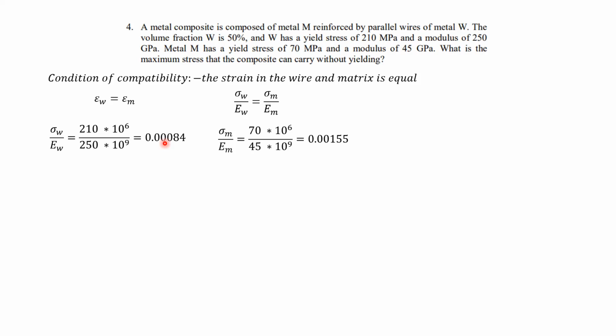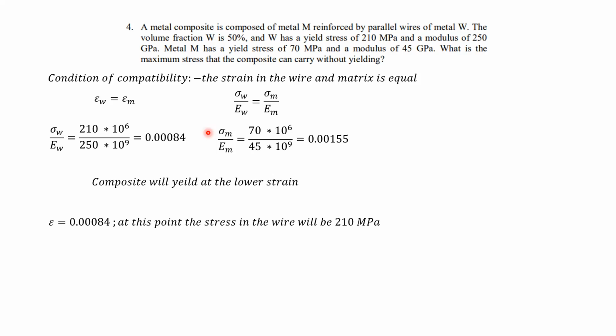The reason that we say it's the smaller one is because if we were to try and stretch this element by this amount, it would fail, basically. Our matrix can take this strain value, no problem. But if we try and strain the wire to the amount that the matrix can take, it would fail. So we will take the smaller one as the composite yield. The composite will yield at the lower strain.